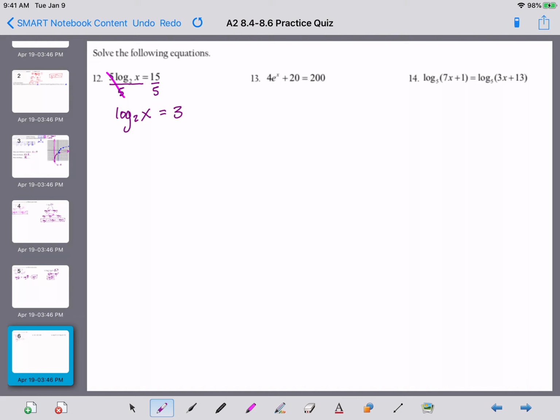Now that the log is all by itself, we can change the form. So 2 to the power of 3 is equal to x. And we know 2 cubed is 8. So 8 is our x.